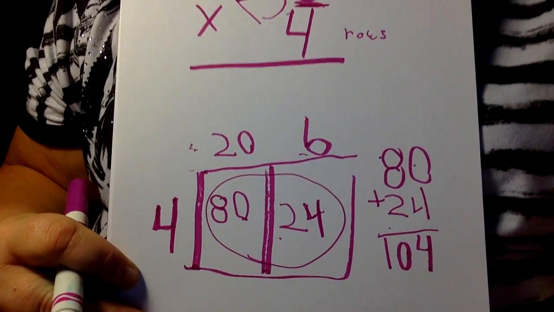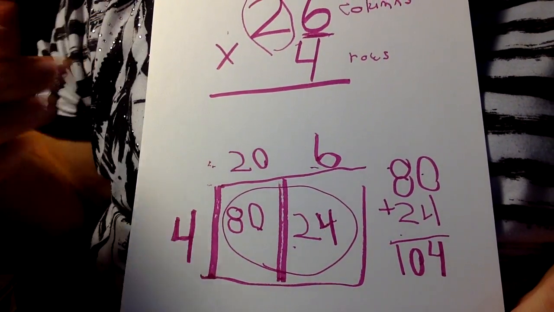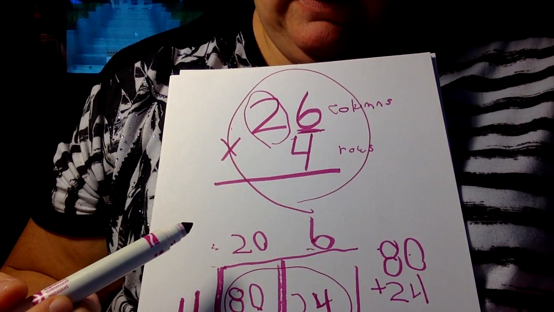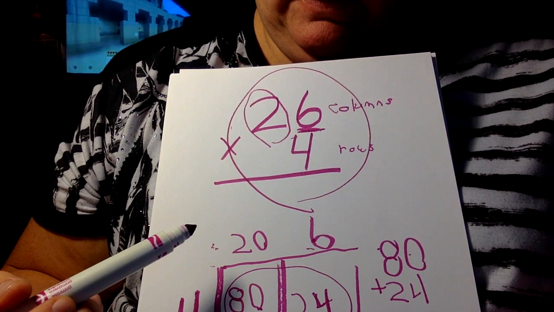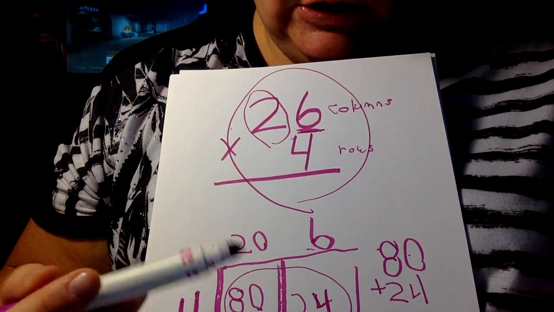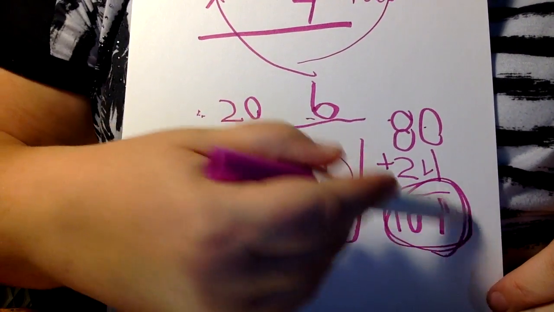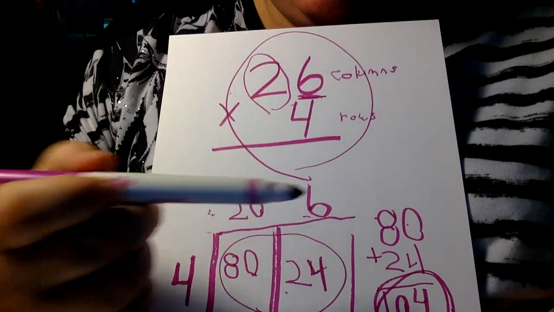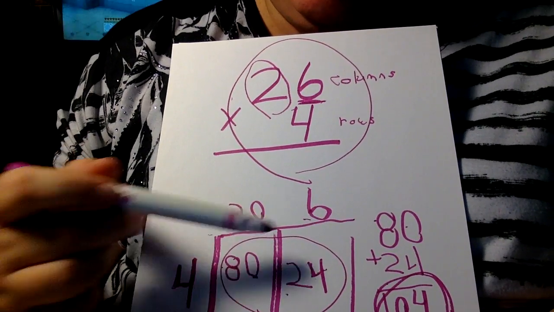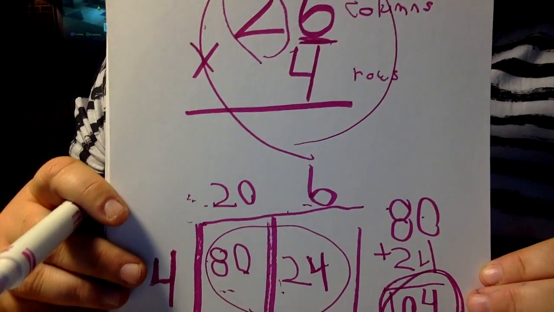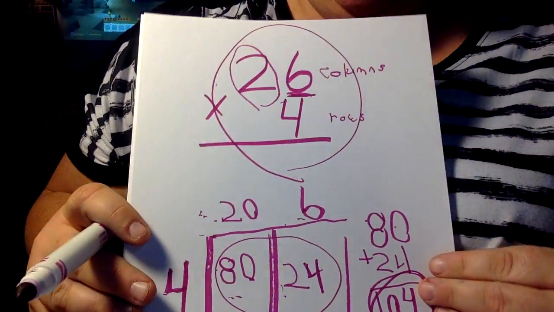If you don't believe me, grab a calculator and multiply 26 times 4. Well, what answer did you get? I'm pretty sure you got 104. You see, when we broke up 26, we made more simple math problems for us. And then we added the answers. This way is called the box method. Let's try one more.